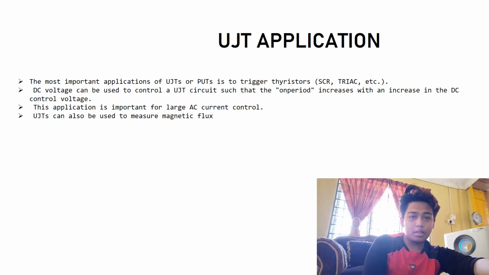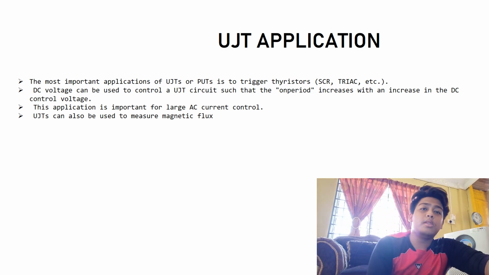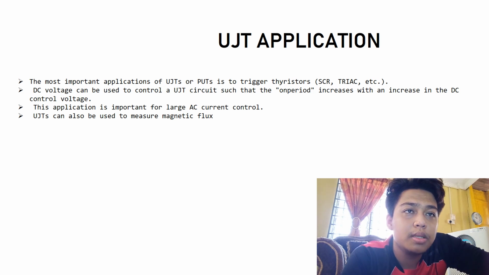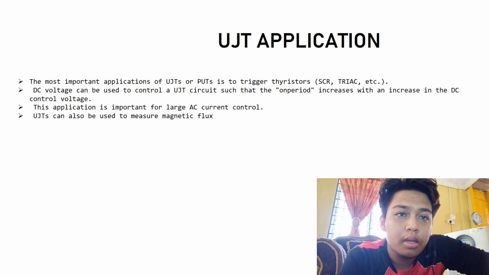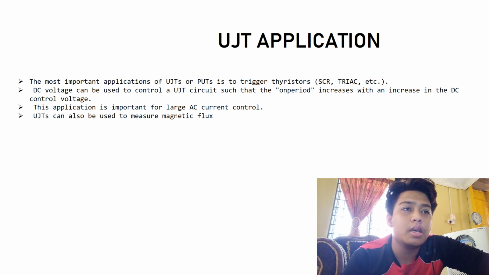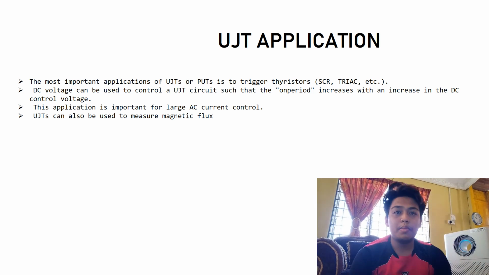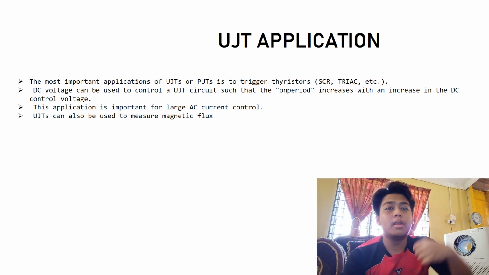And the last one is UJT application. The most important application of the UJT is to trigger thyristors, SCR, TRIAC, and others. DC voltage can be used to control a UJT circuit such that the operating frequency increases with an increase in DC control voltage. This application is important for large AC current control. UJT can also be used to measure magnetic flux.